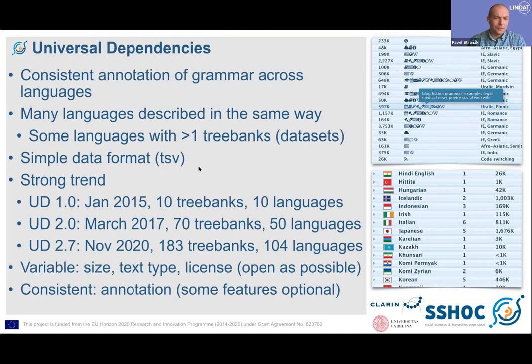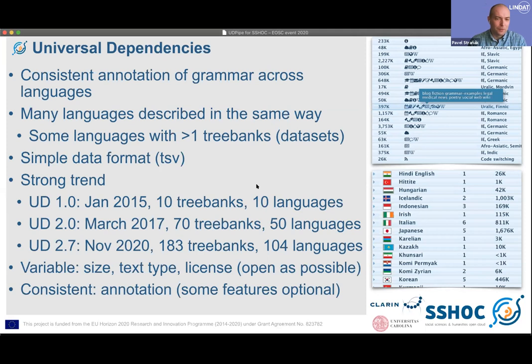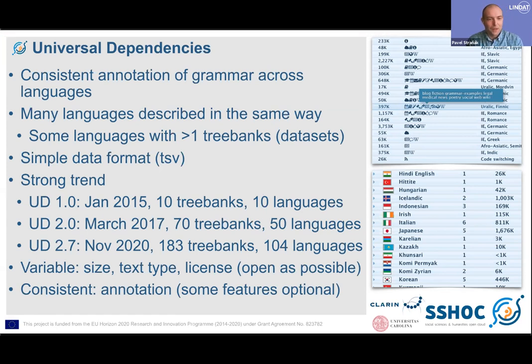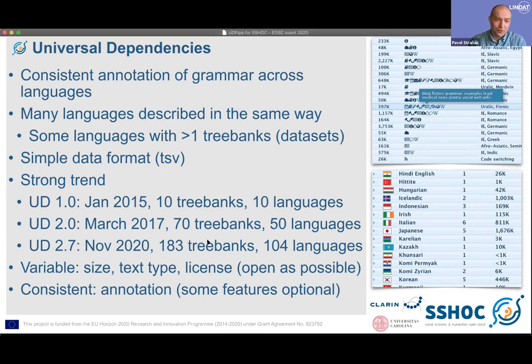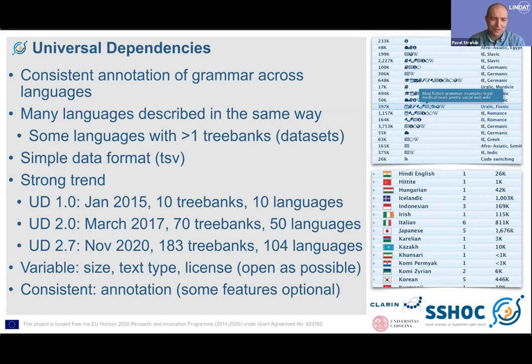Not even 2 years later, the base of the treebanks grew to 70 treebanks for 50 languages. So now we were able to provide language models for 50 languages. And currently, November 2020, the latest release of Universal Dependencies includes 183 treebanks for 104 languages.